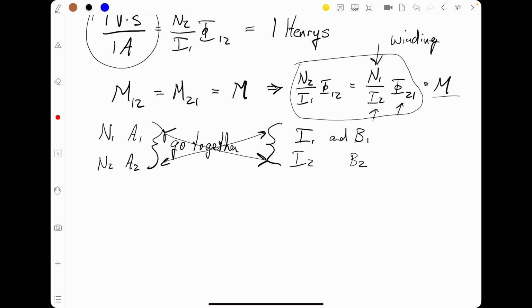Okay, great. Take a breath. Hit pause. Whatever you want to do. Go to the bathroom. Come back, and we can talk about the EMF in terms of mutual inductance.